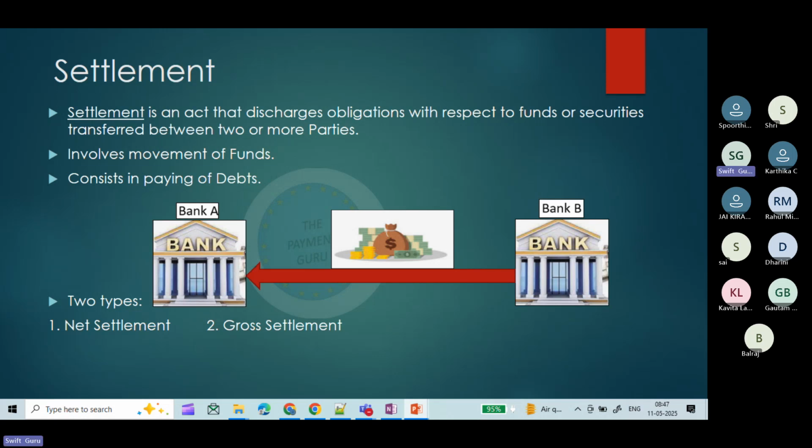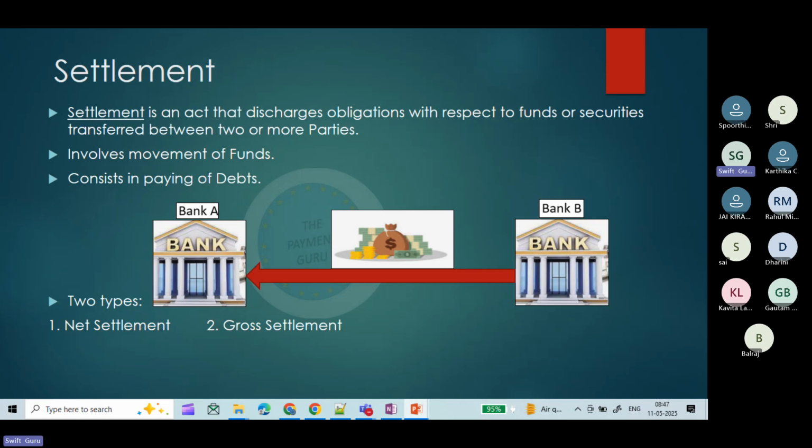Okay. Fine. Next one is, once the clearing is done, when you know how much amount one party has to pay to another party, your positions, and whether you need to receive or make the payment to another party, then the final thing which happens is the settlement. Settlement means the movement of the funds happens. Settlement is an act that discharges obligations with respect to funds or securities transferred between two or more parties, involves movements of the funds, and consists of the paying of the debts.